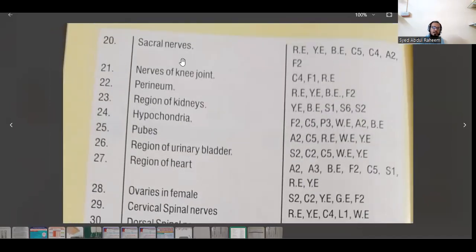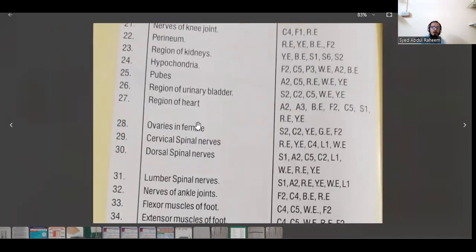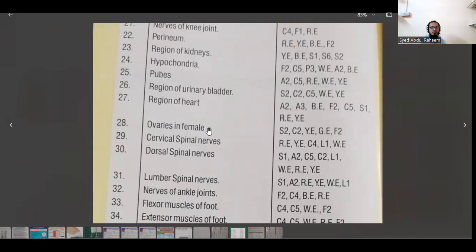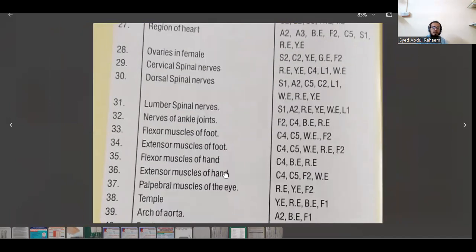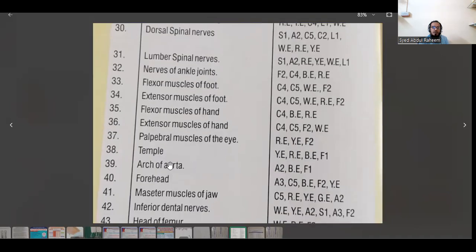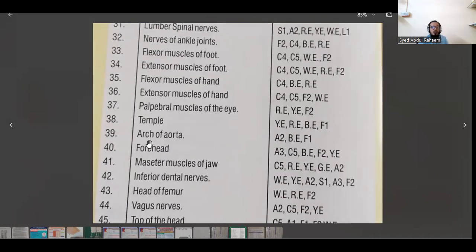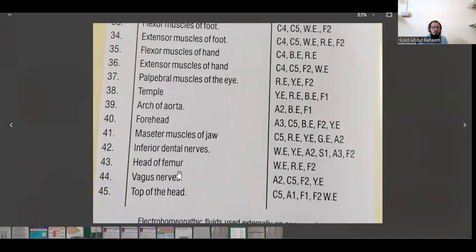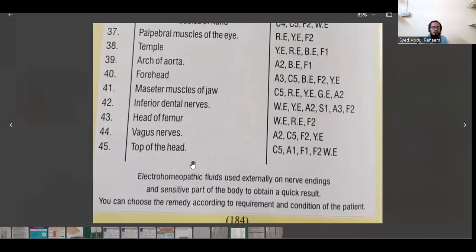and we have sacral nerves, nerves of knee joint, perineum, region of kidneys, hypochondria, pubis, region of urinary bladder, region of heart, ovaries in female, cervical spinal nerves, dorsal spinal nerves, lumbar spinal nerves, nerves of ankle joint, flexor muscles of foot, extensor muscles of foot, flexor muscles of hand, extensor muscles of hand, palpebral muscles of eye, temple or temporal, arc of aorta, forehead, masseter muscles of jaw, inferior dental nerves, head of femur, vagus nerve, and top of heart.